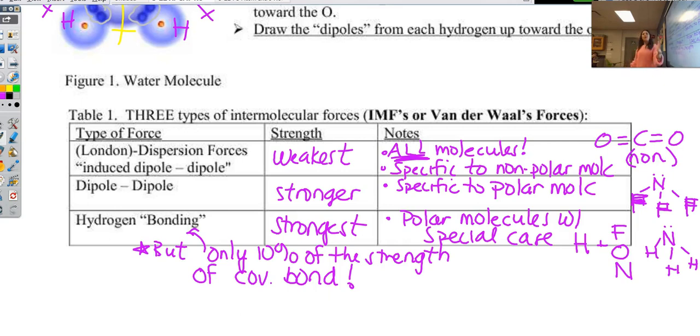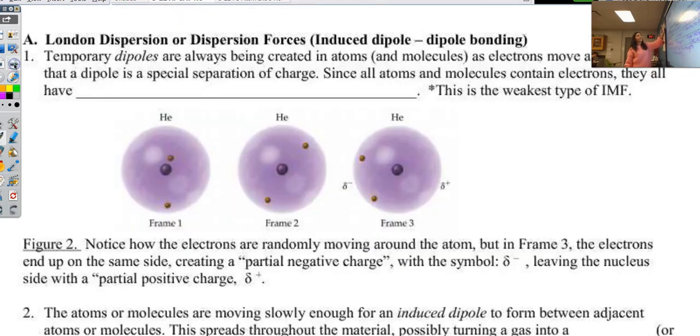Okay, and don't forget, it's not inside of the molecule, it's between two molecules. Okay, so these are covalent bonds that are inside. We're talking about between two of those. Okay, all right, let's flip. Okay, this is going to go pretty quick. This is showing London dispersion forces. They're temporary dipoles. The electrons are going to move around. All atoms contain electrons, so they all must have London dispersion forces.